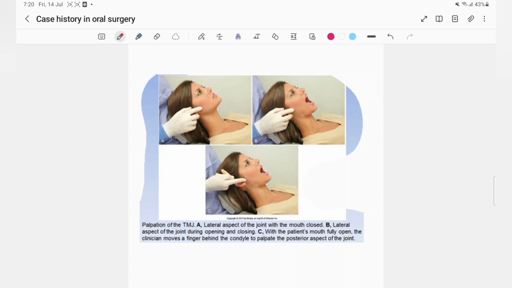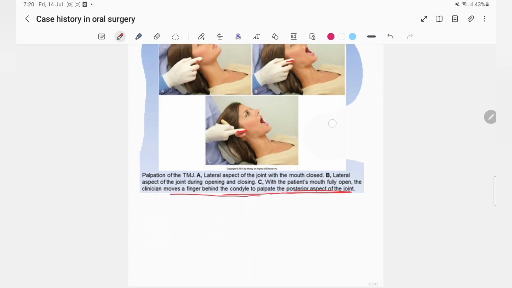In this diagram, we can see that the dentist is palpating the lateral aspect of the joint with the mouth closed, then the lateral aspect of the joint during opening and closing, and the last is with the patient's mouth fully open. Okay, and in this the clinician moves a finger behind the condyle to palpate the posterior aspect of the joint.